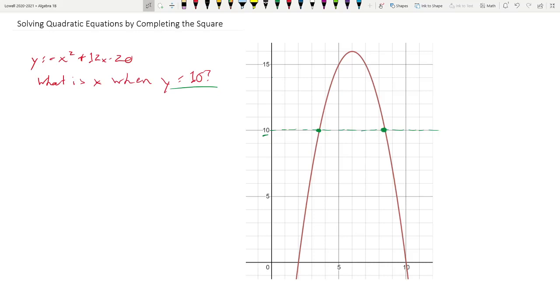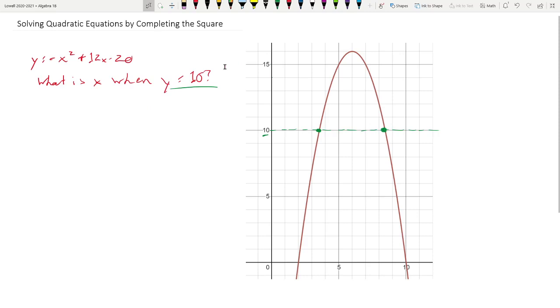Welcome back. As promised, we're going to take a look at another way to solve quadratic equations when you can't factor it. And to do that, we're going to look at the same function, y equals negative x squared plus 12x minus 20. But now we want to figure out the x values, and again, we know that there are two, when y is equal to 10.